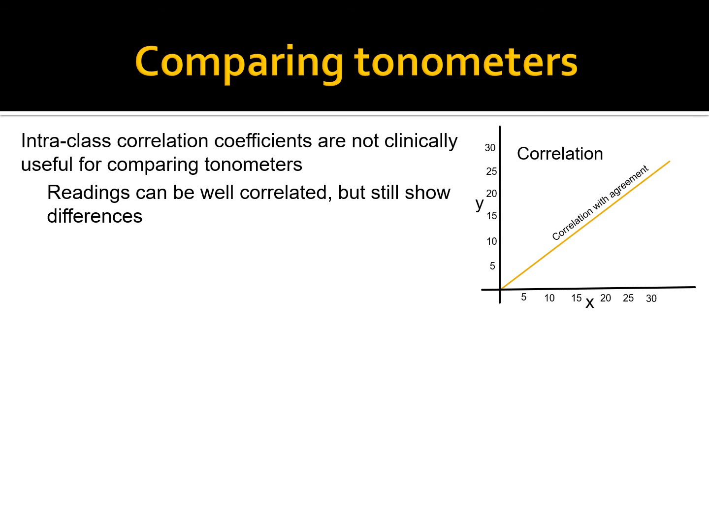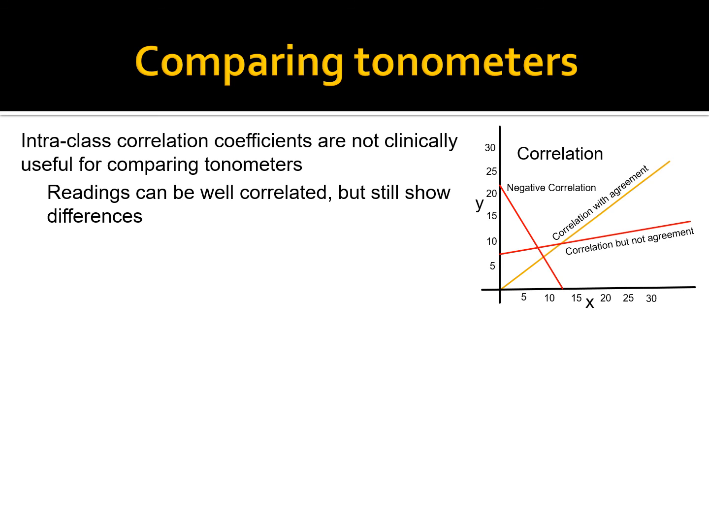So the only correlation slope that also gives agreement is if it's at 45 degrees and is a straight line. Then you know that when one machine measures 15 millimeters of mercury, the other machine measures 15 millimeters of mercury. But that's a rare situation. That line correlates, but it certainly doesn't agree, except at one point.